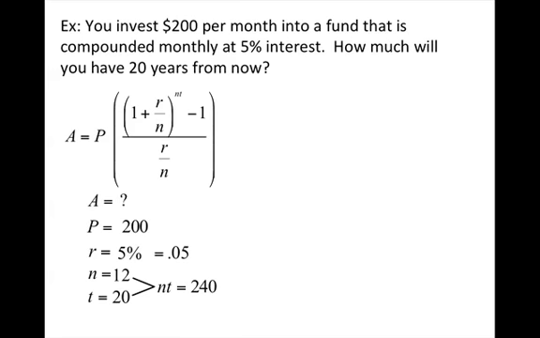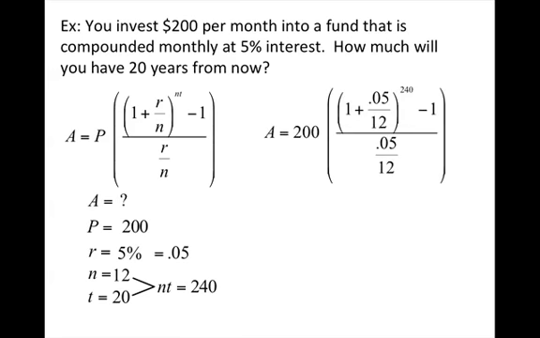So now plug these into your formula. P is 200 times 1 plus R is 0.05 divided by N is 12. That's raised to the NT, which I found was 240, minus 1. And all of that is divided by R over N, so divided by 0.05 divided by 12.